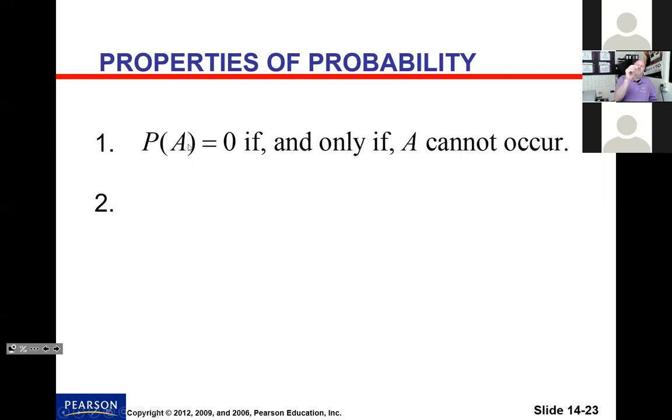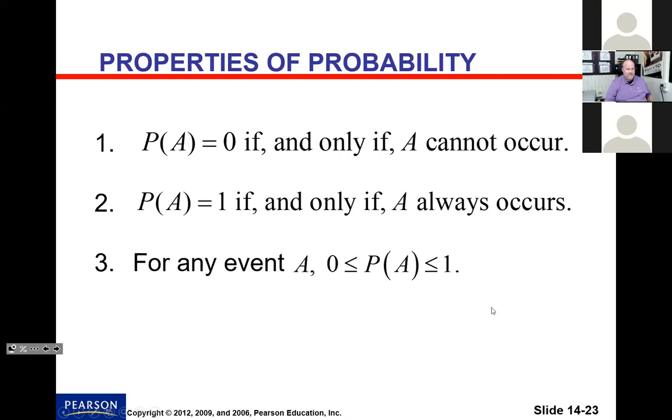What is the probability now? Let's do the die again. What is the probability of rolling a 1, 2, 3, 4, 5, or 6? Listen to what I said again. 6 out of 6, right? So 1, or 100%. So in this case, the probability equals 1 if and only if A always occurs. So that would be like, I rolled a 1, 2, 3, 4, 5, or 6.